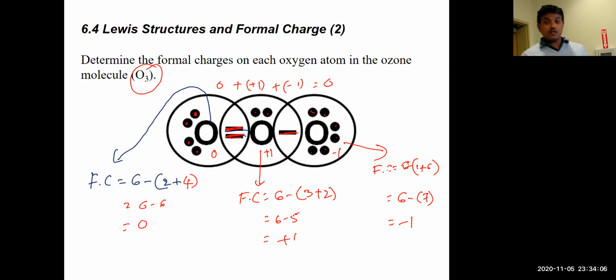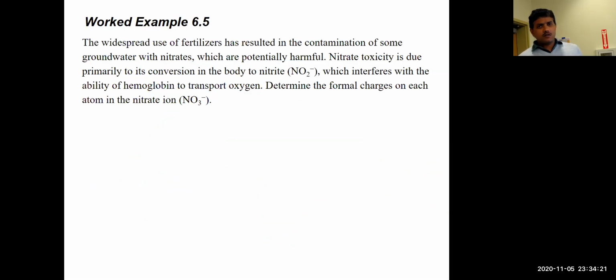Yes, it has formal charges on individual oxygens, but the whole molecule is neutral. That's what we are looking for in the structure. So that is how you would identify formal charges and express them. Okay, let's work on a couple more problems. This is one of the easiest topics that you can get.